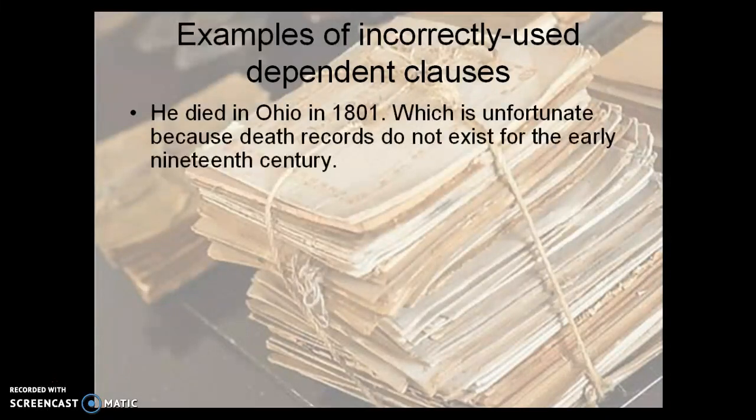He died in Ohio in 1801, period, which is unfortunate because death records do not exist for the early 19th century. So right here, "which is unfortunate because death records do not exist for the early 19th century" is an incorrectly used dependent clause. It needs the rest of the sentence, "he died in Ohio in 1801," for it to make sense, for it to have meaning. And that is due in large part to this word right here, "which." Again, we'll talk about that in a minute.